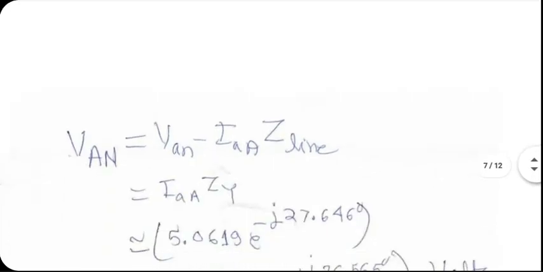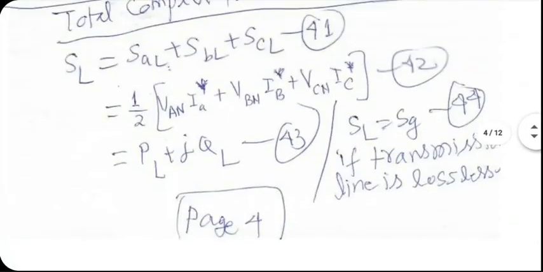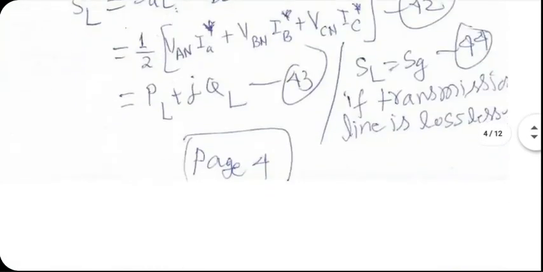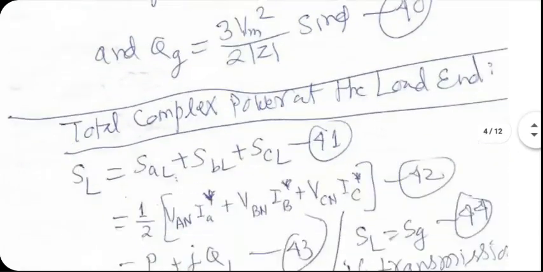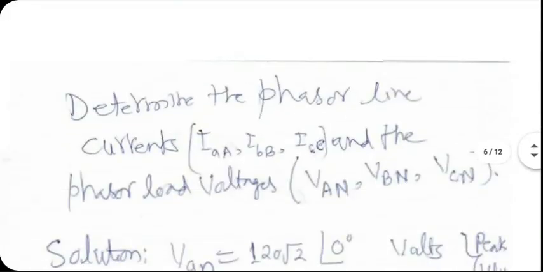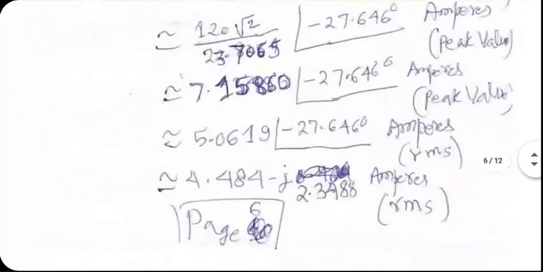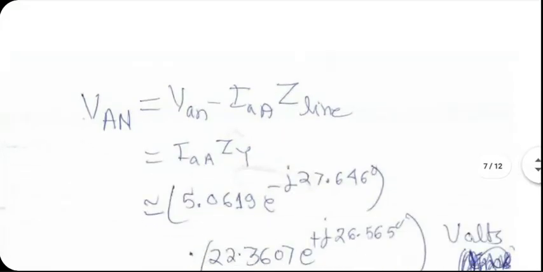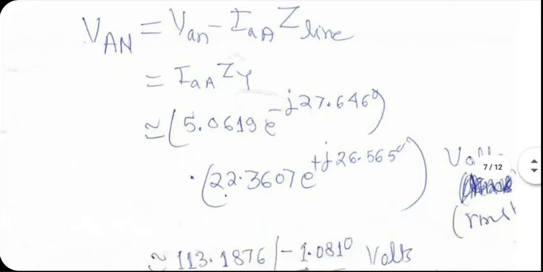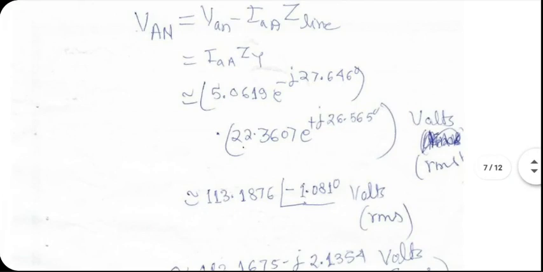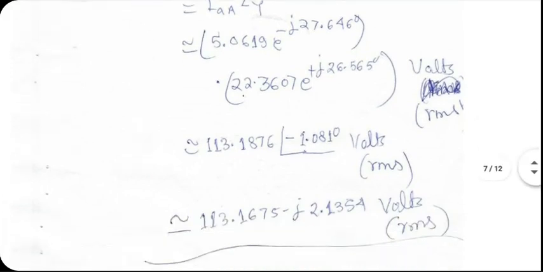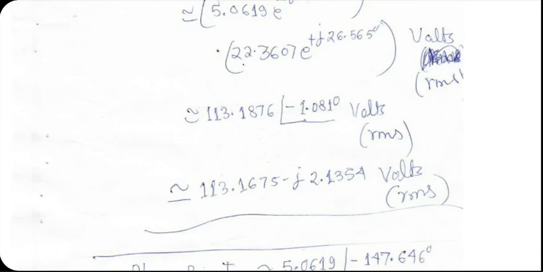Now, one issue remains: the voltage on the load side will be different from the voltage on the generator side because of the loss in the transmission lines. So the load side VAN is something that I'm writing as capital V A capital N, which will be small v a small n minus IAA into Z line. Obviously, this is simple KVL. Again, a lot of calculations. Plugging in all the values gives me VAN on the load side as this value.